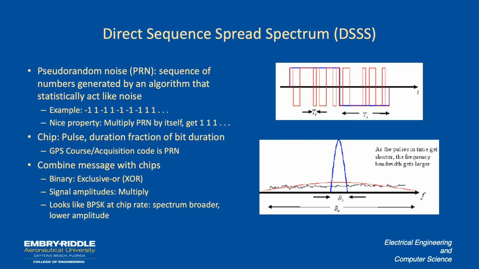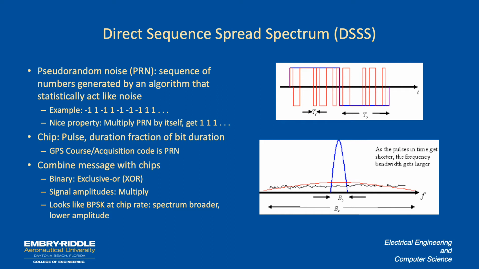These chips are coming in fast, and they're little and short, and they're going to make the overall spectrum of the product sequence, what we're actually going to transmit when we combine the message with the chips, look like the chip spectrum. And so as we go to faster chips, we get a broader spectrum, and that's shown by the red line in the panel below. Eventually, if we use a fast enough chip rate, we can actually hide our signal in the noise. We're going to have ways to get it back using these same chips.